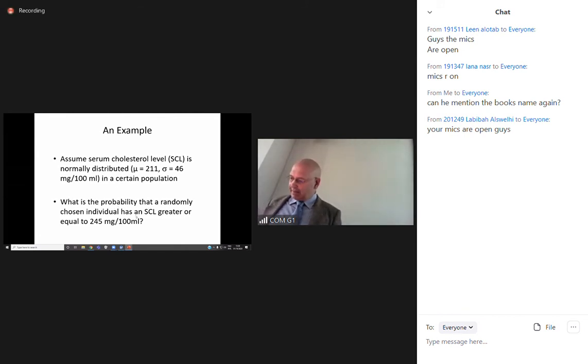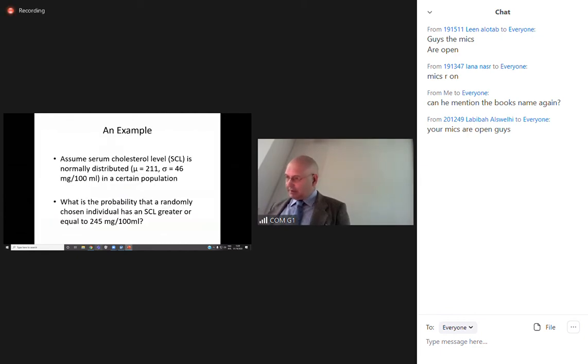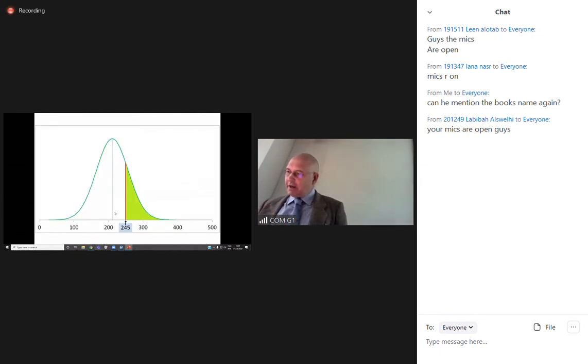Okay, so with this distribution, we can work out the probability that a randomly chosen individual has a serum cholesterol level greater or equal to 245 milligrams per 100 mils. So we can work this probability out. So 245 is here on the distribution. It's 34 above the mean here, 211. So we want to know what this area is, and this area will give us the probability. Okay, so we want to know that.